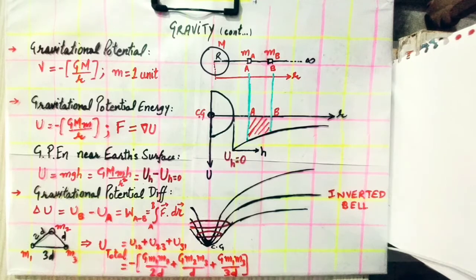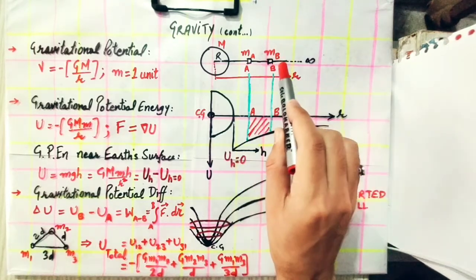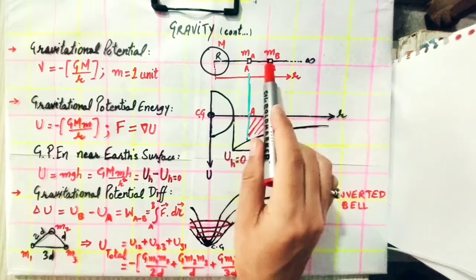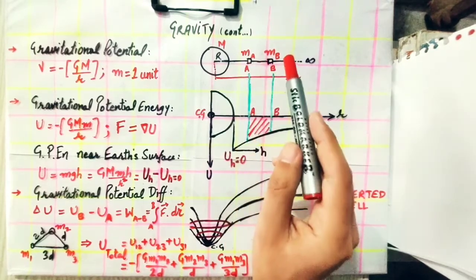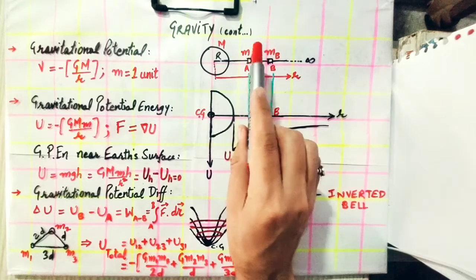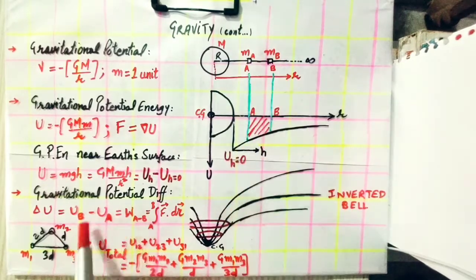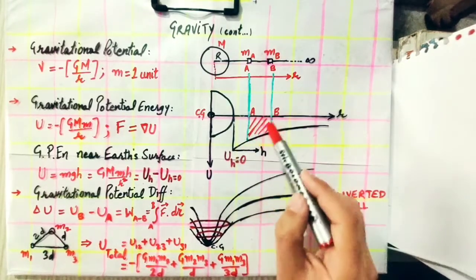Now we have this gravitational potential difference, which is delta U equals U_B minus U_A. Delta U is the potential energy at B minus potential energy at A, which tells us about the amount of work that needs to be done when object m is displaced from position A to B, which can be computed from this as well as from the graph, from this shaded area.